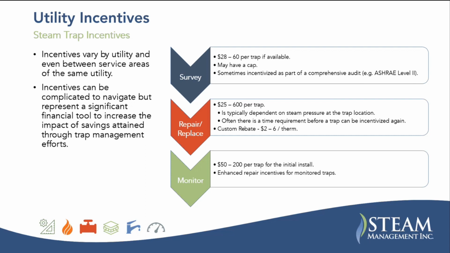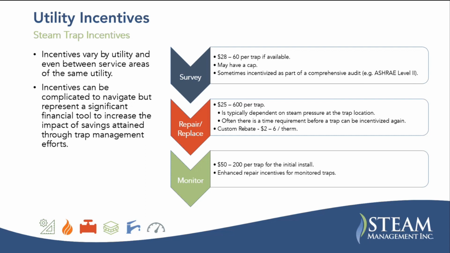Repair and replace is typically incentivized $25 to $600 per trap. It varies a lot. You can get prescriptive rebates anywhere in that range, depending on the size of the trap or pressures of the steam system. So that's the reason for the large range, because there is a large range of applications. But there's also custom rebates available, so you could be anywhere from $2 to $6 per therm. We've seen this year on custom rebates.